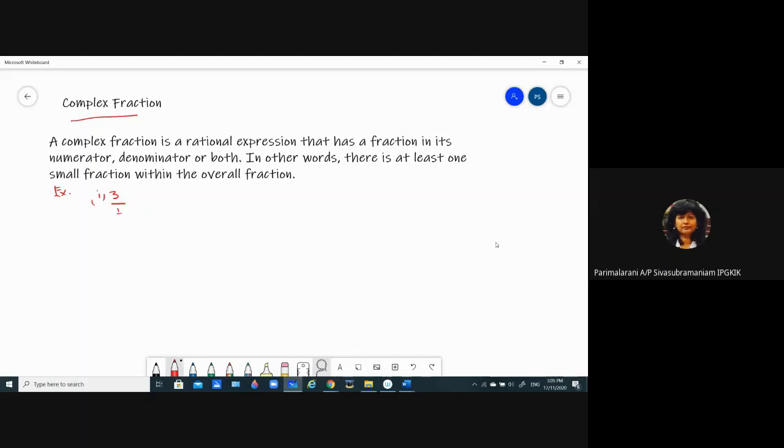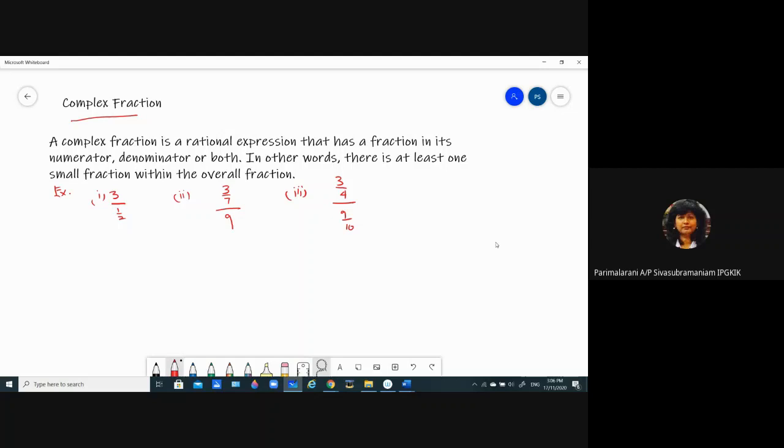3 over 1/2. The numerator is a whole number, the denominator is a fraction, so there is a fraction in the denominator here. Example 2, 3 over 7 over 9, a fraction in the numerator. Example 3, 3 over 4 over 9 over 10. Here we have a fraction in the numerator and in the denominator. All these examples are known as complex fractions because there is one fraction inside another fraction.